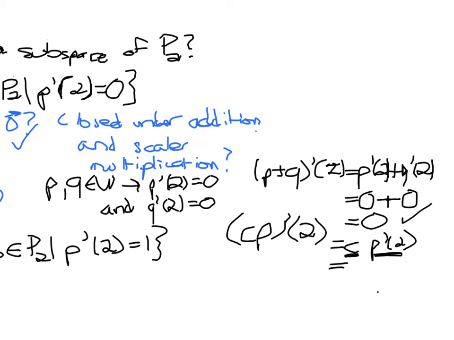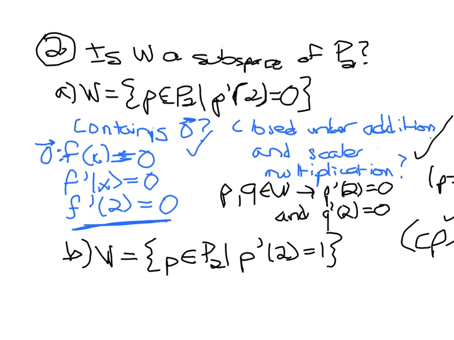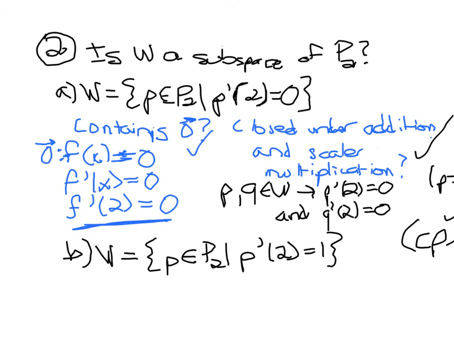You just leave the scalar out front, leave that alone, and then multiply by the derivative of the function over here. Since P belongs in W, then P prime of 2 is 0, and so you've got a scalar C, whatever it is, times 0, so this is going to equal 0, which means C times P also belongs in W. So yes, this subset is closed under addition and scalar multiplication. So in part A, this is a vector space.